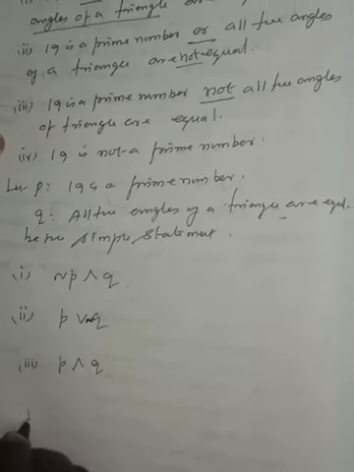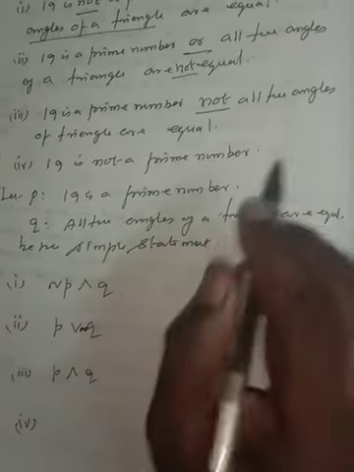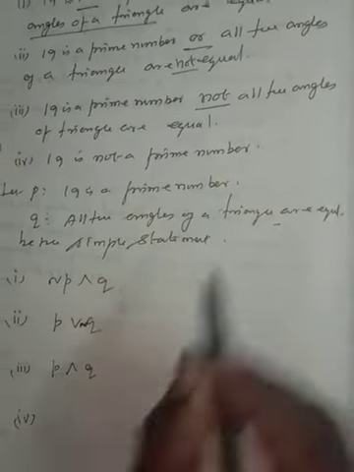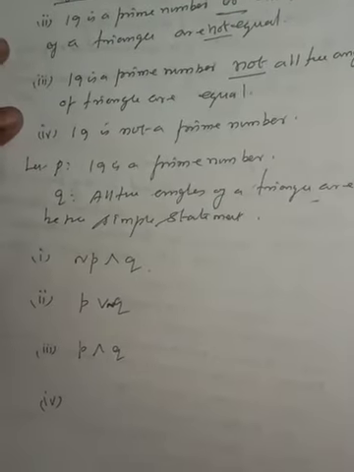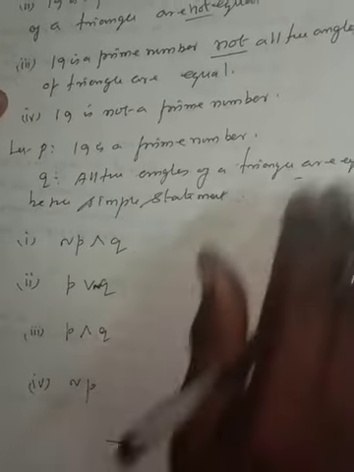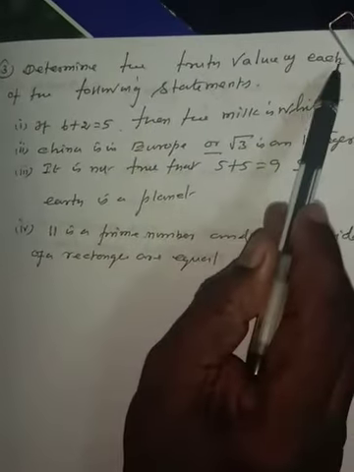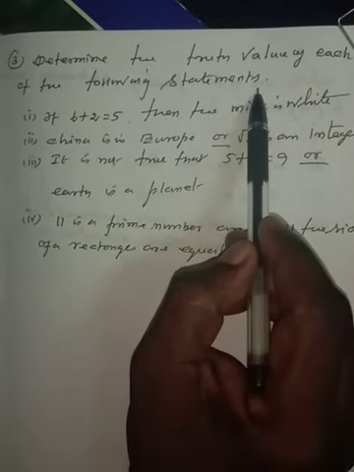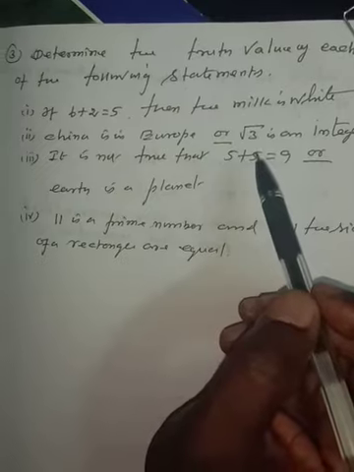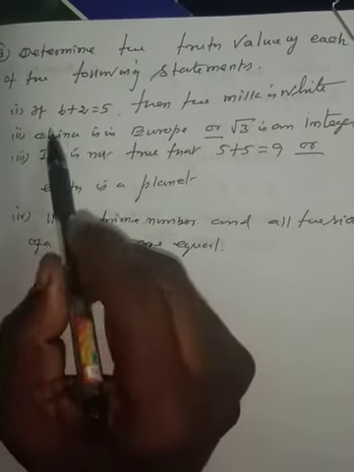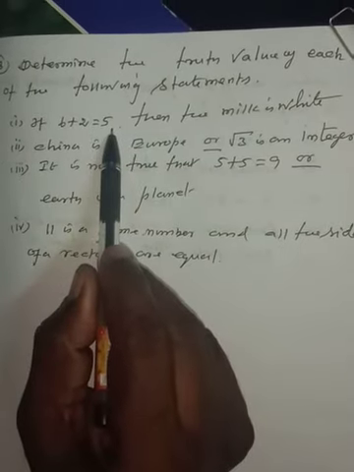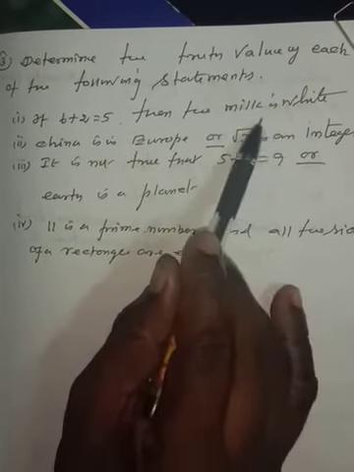Next, number 4. 19 is not a prime number. Negation of Q. Hence determine the truth value of each of the following statements. Number 1, if 6 plus 2 is equal to 5, then the milk is white.